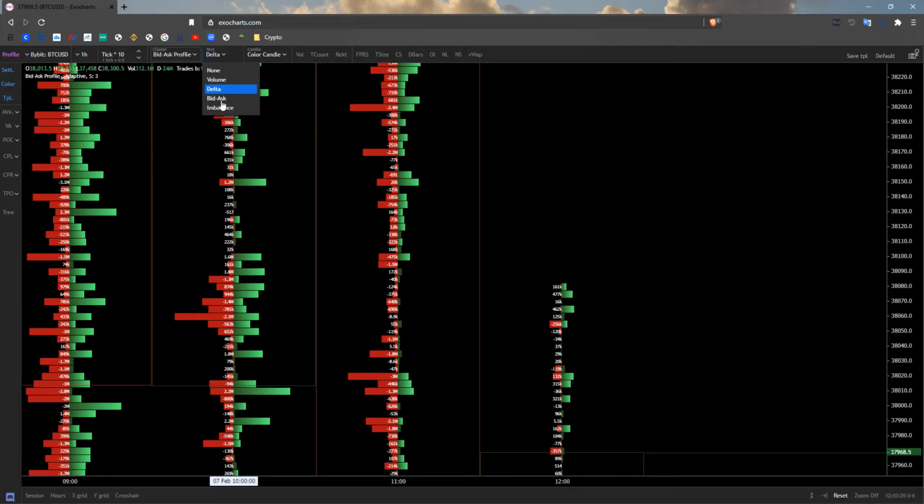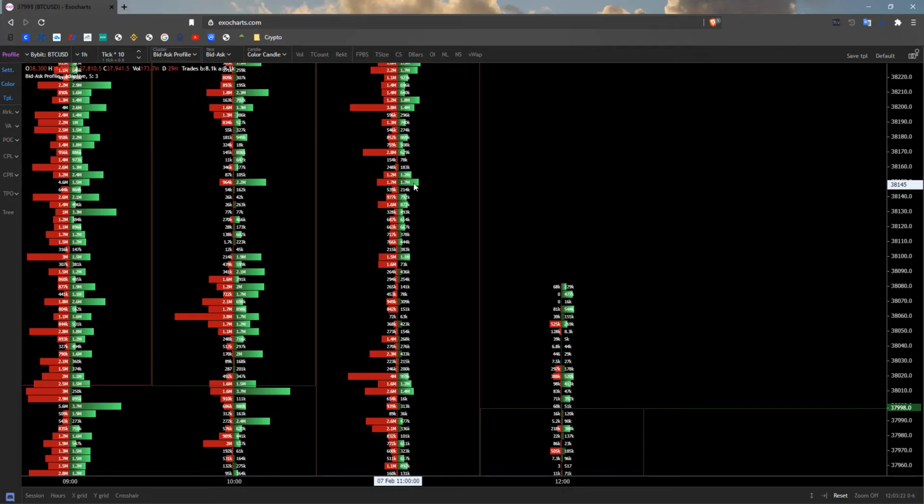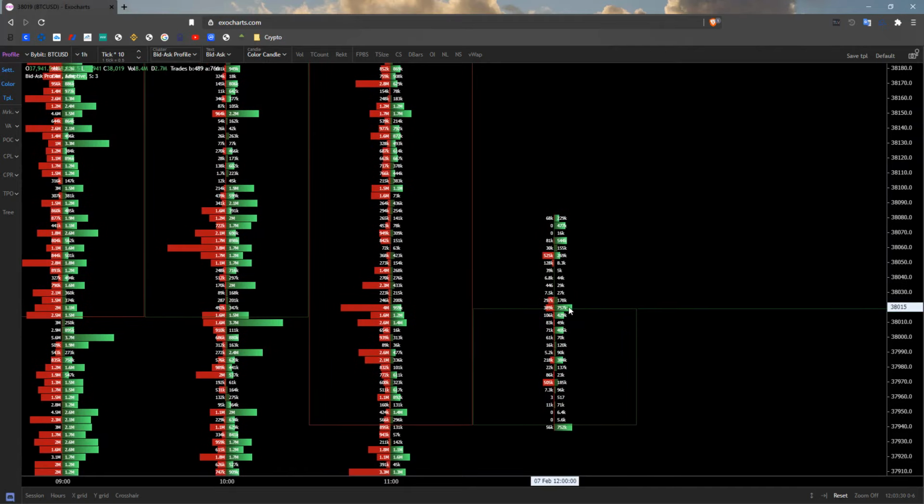And you can also do the Bid/Ask, and that shows you exactly what's happening. So there were 1.7 million sellers and 1.7 million buyers. You can also see this happening in real time here. So right now there's more people buying than selling at this current second.